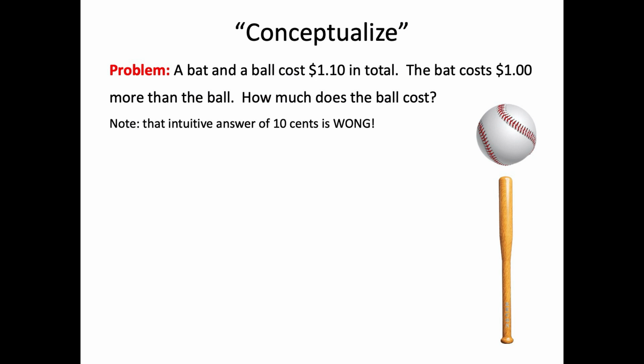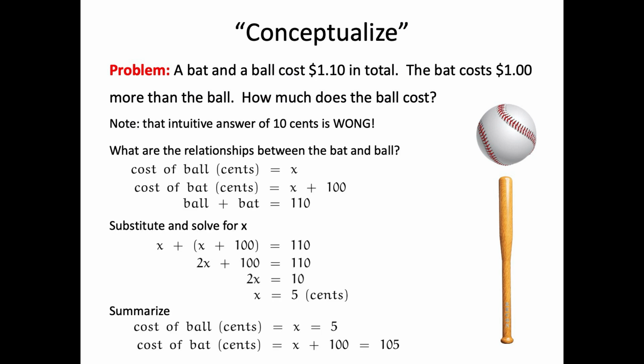So this problem reads that a baseball bat and a ball combined cost $1.10 in total. Now the bat itself costs $1 more than the ball. So the question asks, how much does the ball cost? And I'll warn you now, the intuitive answer of 10 cents is not right. So it's not as easy to solve as you might think. So take a minute, see if you can think through how to solve this problem, and then I'll show you my work.